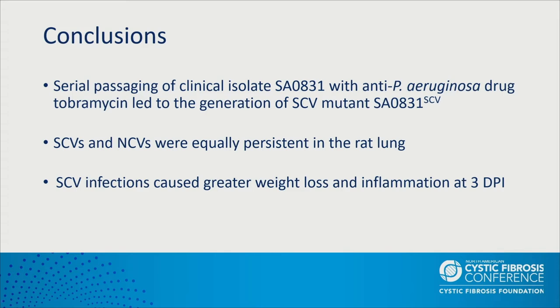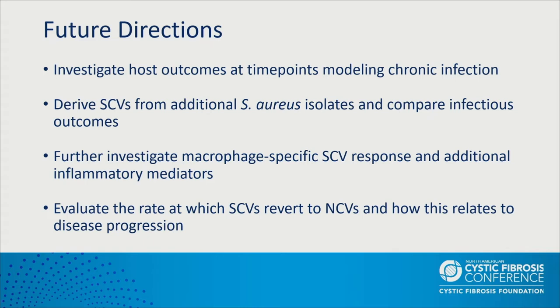Now, there's a number of things that still need to be fleshed out about this work. The first is to investigate these host outcomes at time points modeling chronic infection. People with CF are not suffering specifically with acute infection. They're dealing with chronic infections that last a lot longer. And so we want to next look at how these infection dynamics change as the course of infection persists to a longer time point.